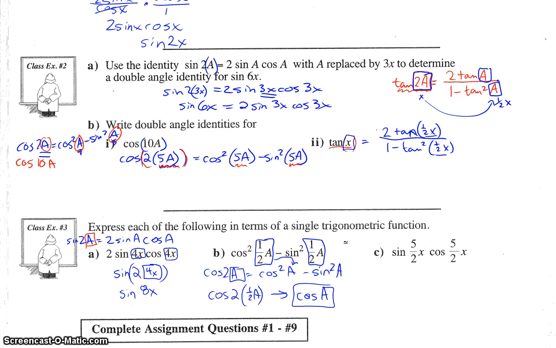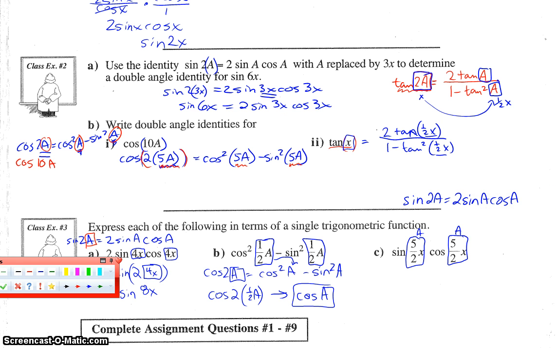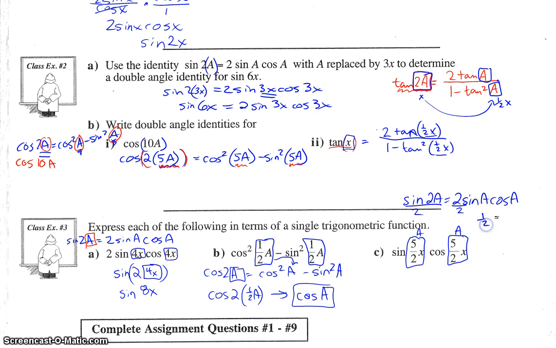Okay? All right, last question. Sine 5/2 x, cos 5/2 x. Let's put a little box around those angles, so try and see those as a's. So sine a cos a. We don't exactly have that on our formula sheet. What we have is sine 2a equals 2 sine a cos a. If we were to divide both sides by 2, we would have 1/2 sine 2a. Can't divide inside the trig function. You have to leave that alone.